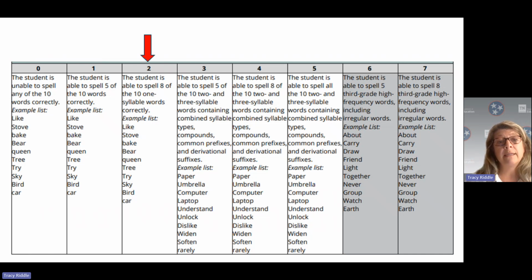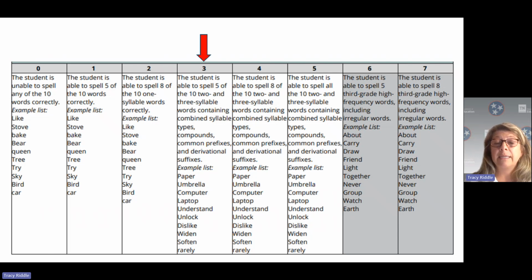In order to score at the level 2, they need to have been able to spell at least 8 of these 10 words correctly. If it's less than 8, but more than 5, it is still the score of a level 1. At level 3, you are assessing the second grade standard. The students will be assessed on spelling 10 2-syllable and 3-syllable words that contain all of those syllable types there in the rubric. If students can spell 5 of the 10 words, that is the score of a level 3.